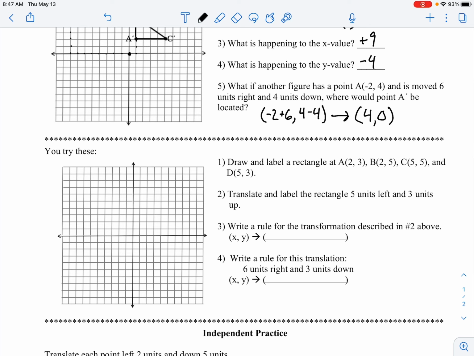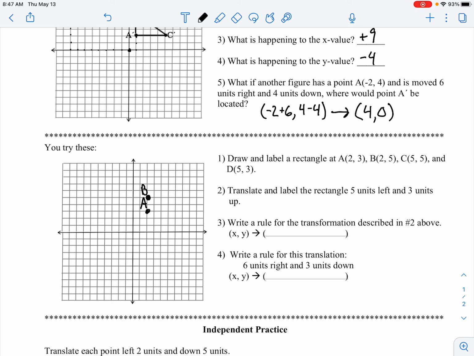Alrighty, so draw and label rectangle ABCD. We're going to do this real quick. A is at 2, 3. So there is A. We always label our points here. B is at 2, 5, 2, 1, 2, right there.